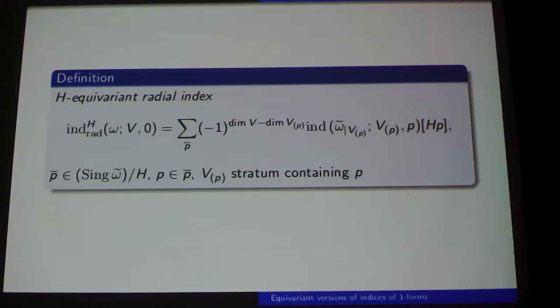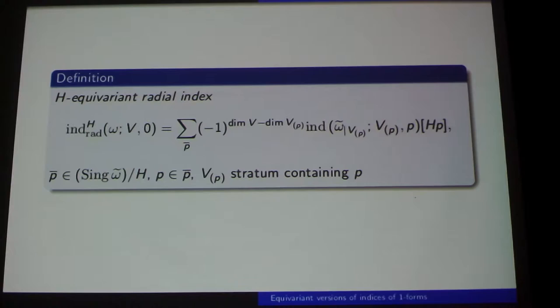So this is defined, we take the sum over all our representatives of orbits of singular points. So P bar is a point of the singular space of omega, divided by H, the quotient by H, and P is a point of a free image under the canonical map, a representative of this orbit, and Vp means the stratum which contains P. And then there's this sign.